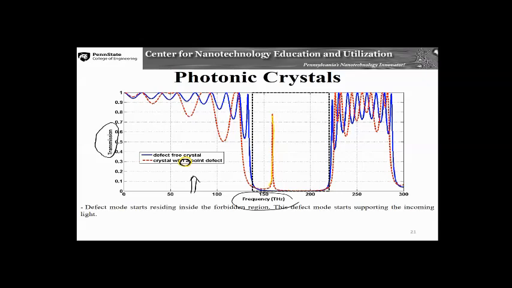Normally I had a band gap here, remember? The crystal structure with no defects meant that I would have a band gap here. As soon as I introduce the defect, I have a very sharp band of transmission. You guys must remember this from our earlier discussions in semiconductors too.